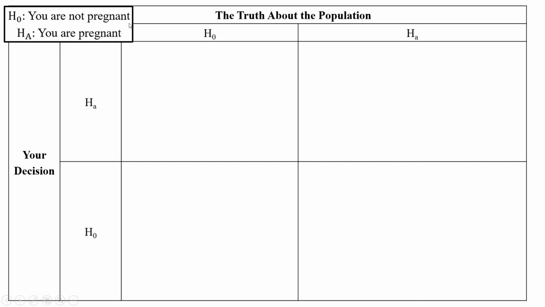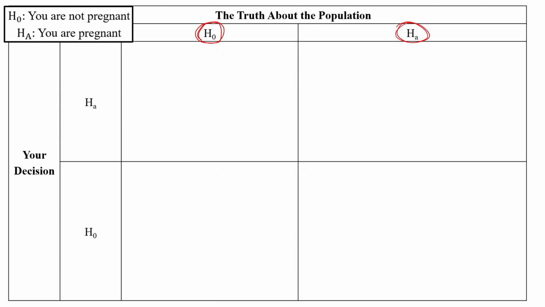Our null is we are not pregnant, and our alternative is you are pregnant. Okay, so the truth, I've kind of simplified it down here. When we talk about the truth, remember we don't say accept the null or accept the alternative. Remember the language we use, fail to reject or reject the null. But I've simplified this table down just to make it a little bit easier to help you remember.